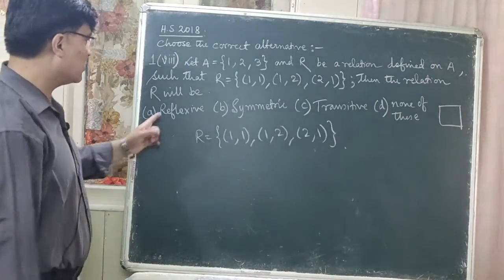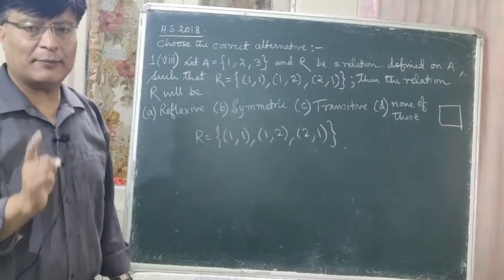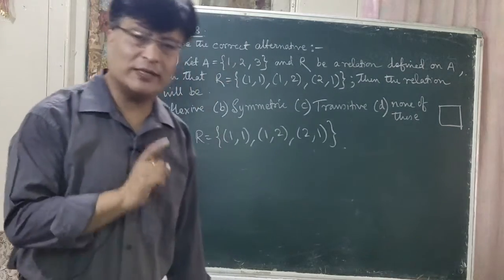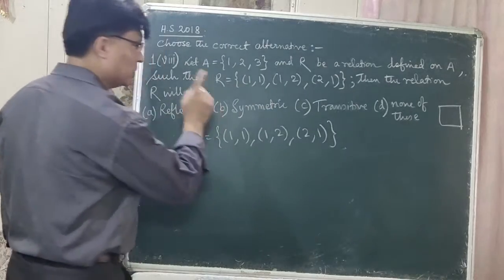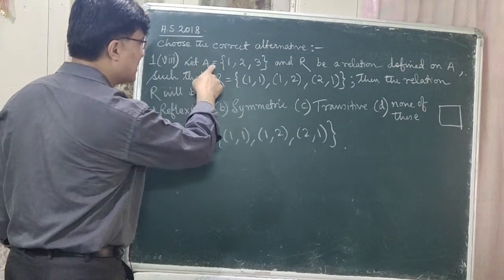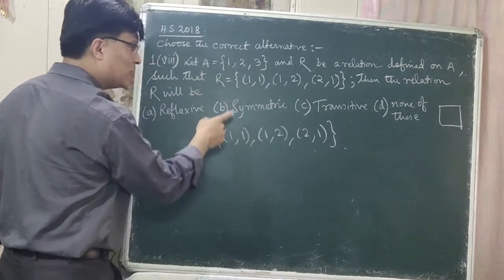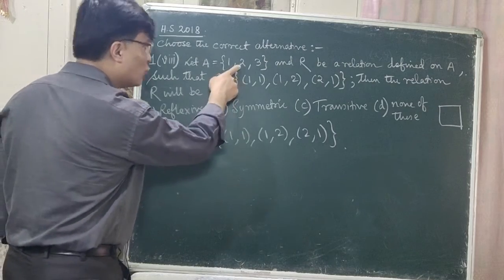So let us check for reflexive now. First we check whether it is reflexive or not, okay? For a reflexive relation, for the set A, 1 comma 2 comma 3, 1 comma 1 should be there, 1 comma 1 is there, 2 comma 2 should be there.